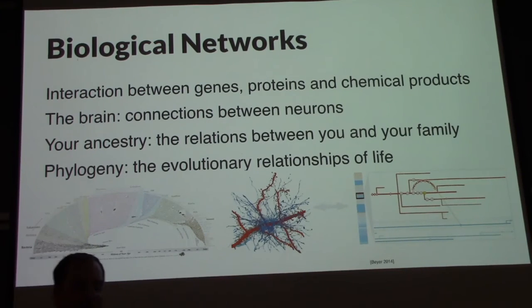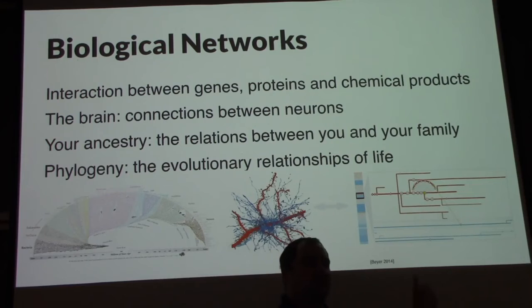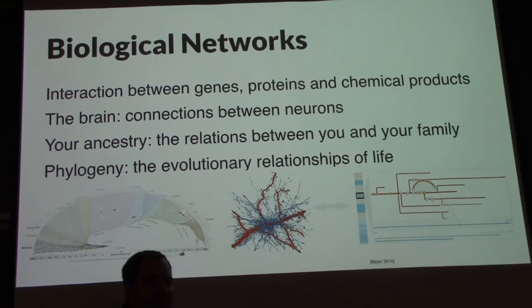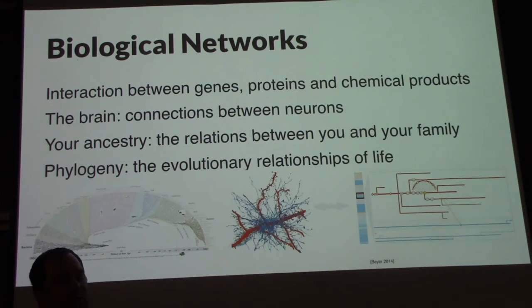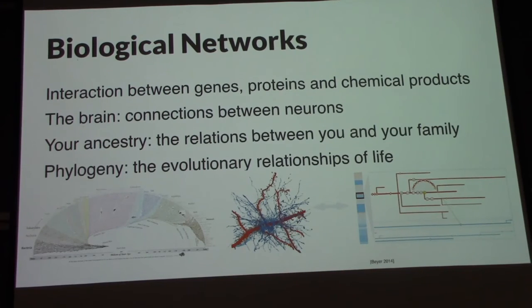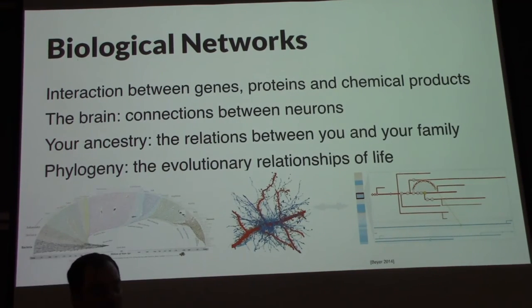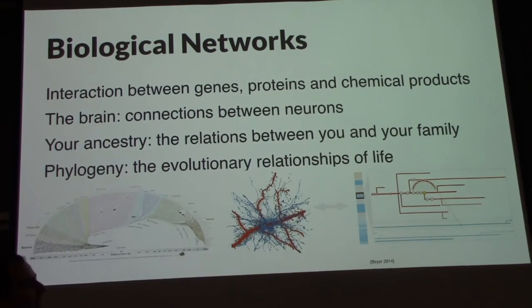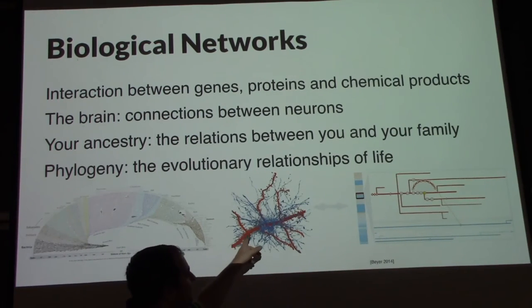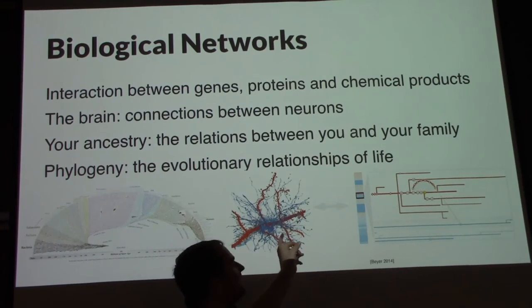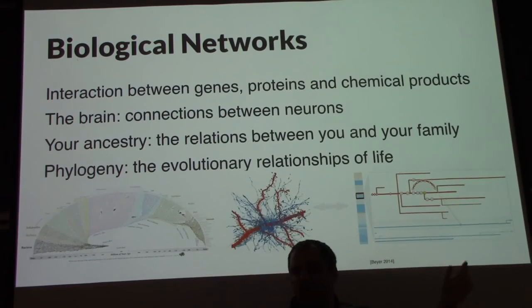Your ancestry is one big graph: the relations between you and your family, your parents, your grandparents, your uncles, and back to evolutionary times. Phylogeny, the evolutionary relationships of life itself, is one big tree. We have these massive trees of life. Here is a very simplified version where we divide it up into different kingdoms. Our brain is one big graph, one big network of neurons connected to each other. Here we see a couple of neurons connected to each other in a 3D representation. This is from a mouse brain, and here's a very abstract representation of the same graph for one selected neuron.